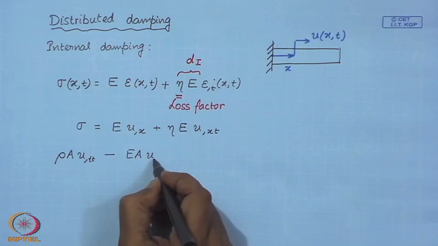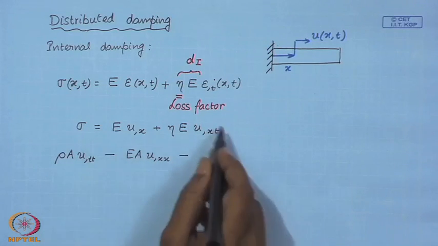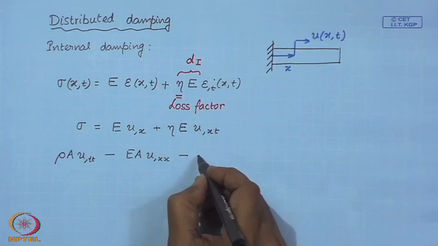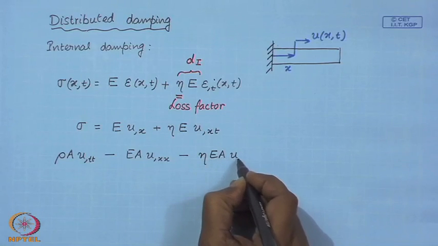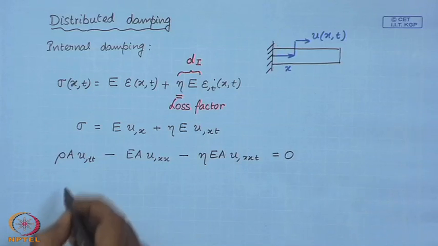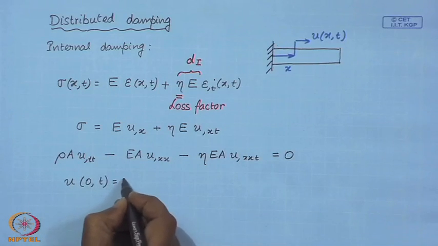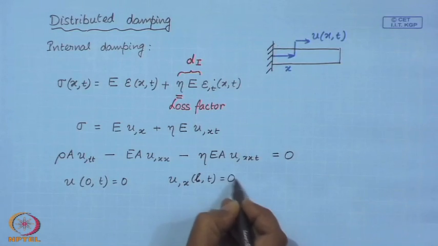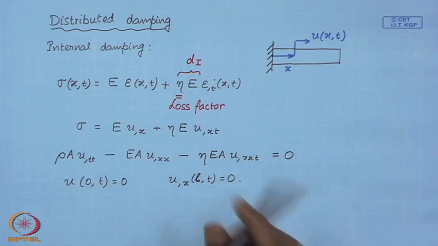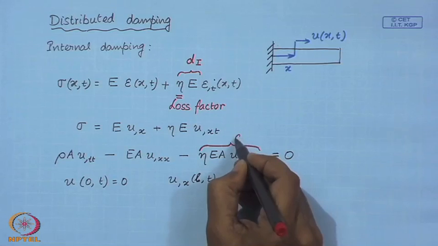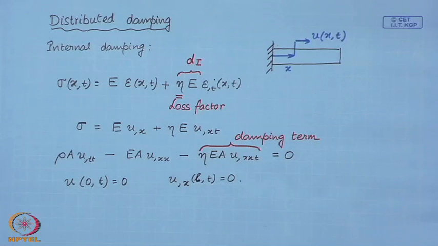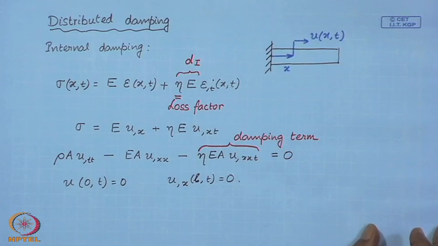we consider uniform cross sectional area. So, this term you see is E times del u del x, this gives this term, therefore, this term will give us this, and along with the boundary conditions, so this is the damping term. So, we have obtained this term by introducing this additional strain rate term in our constitutive relation.